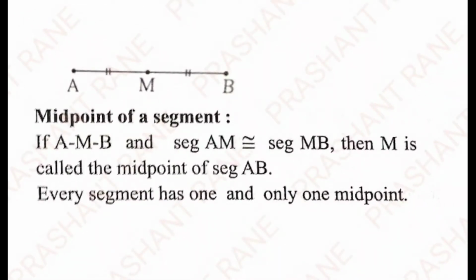Midpoint of a line segment. A point is called midpoint of a line segment when it divides the line segment into two congruent parts. In the figure, point M is midpoint of segment AB because point M lies between point A and B, and point M divides segment AB into congruent parts. Every segment has one and only one midpoint.